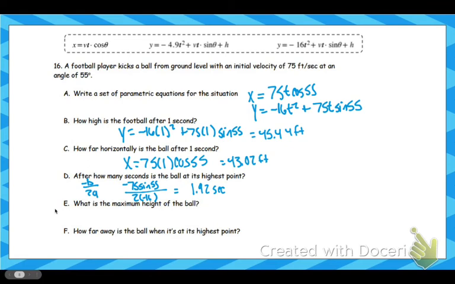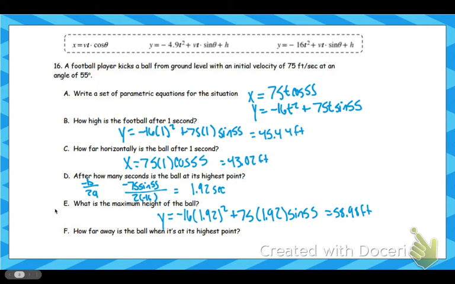Now that we know the time, we can plug it into the x equals and the y equals equations in order to get those two values. For the maximum height, we plug it into the y equals equation. So negative 16 times 1.92 squared plus 75 times 1.92 sine 55. I'm plugging this into run matrix, and I'm still in degrees, that has not changed. I end up with 58.98 feet. That is the height after 1.92 seconds, which is the time it takes to be at the highest point.